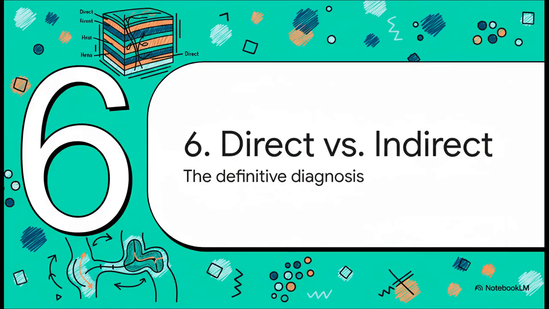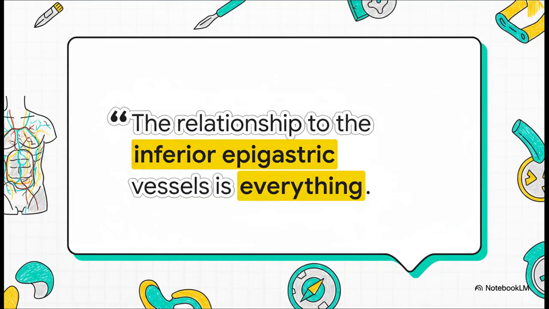And this weakness leads us directly to our final and probably most high-yield topic of all, inguinal hernias. Being able to tell the difference between the two main types, direct and indirect, is a core clinical skill, and the key to it all is one specific landmark. If you remember one sentence from this entire explainer, make it this one. When it comes to inguinal hernias, the relationship to the inferior epigastric vessels is absolutely everything. It's the one thing that will definitively tell you which type you're dealing with.